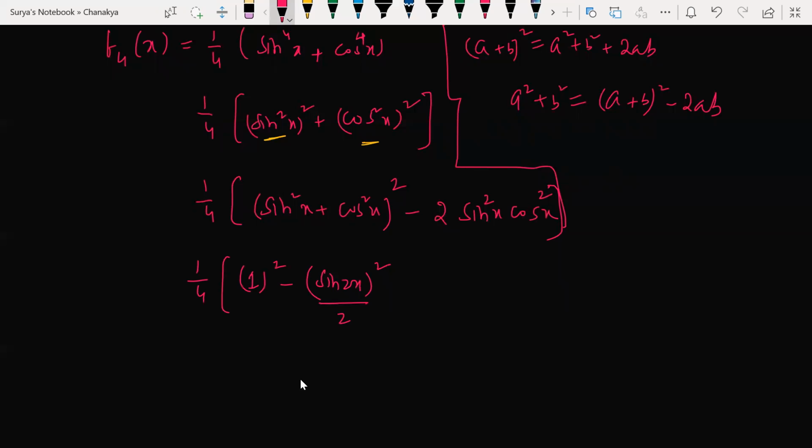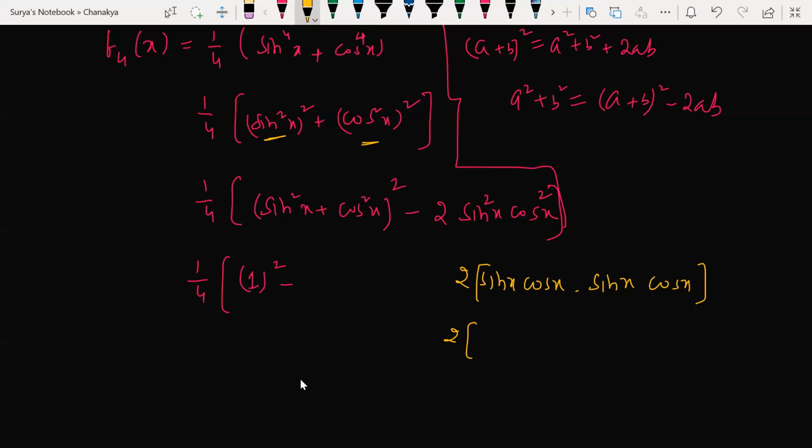Can I multiply and divide with 2? Sir, why did you multiply and divide with 2 here? I'll tell you now. Look at this here: 2 times sin x cos x, correct? And sin x cos x, with the 2 outside. This is how I can write it here.